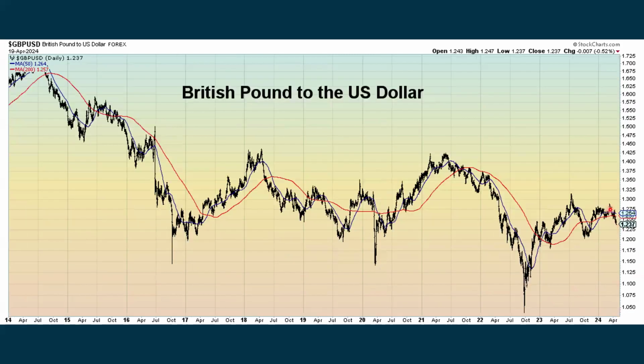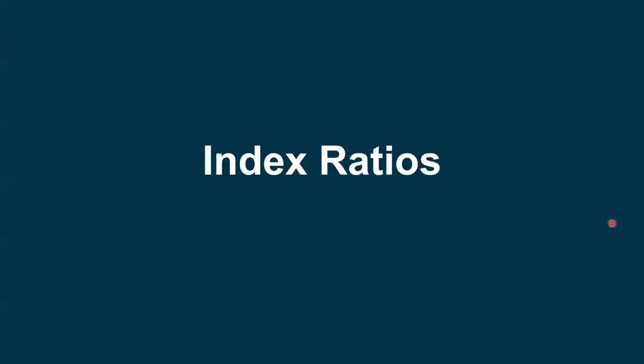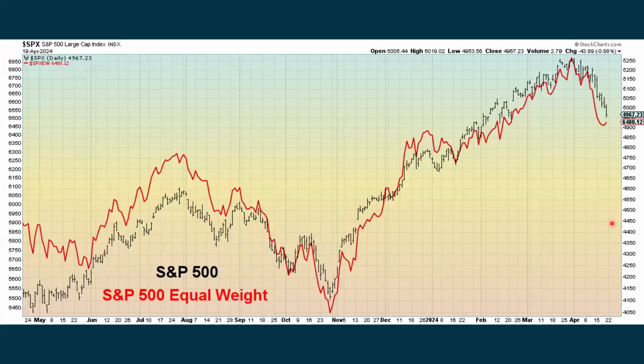The British pound has been weakening, but we have not seen a cross yet here. We haven't seen the death cross, so it's still in an uptrend. And we look at some other indexes. I do show this one in the daily video. We take the S&P 500, which is a weighted index, and then we compare it to the S&P 500 equal weight, where all stocks are treated the same.